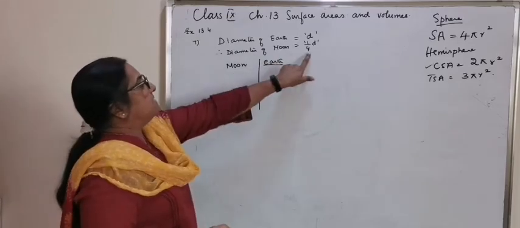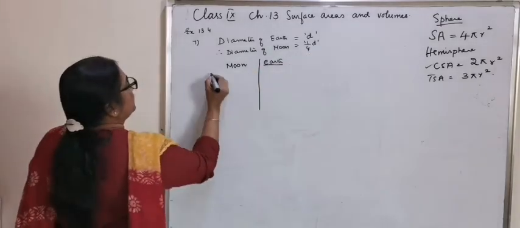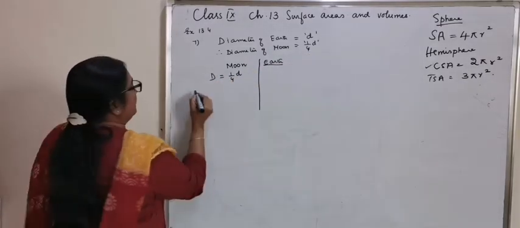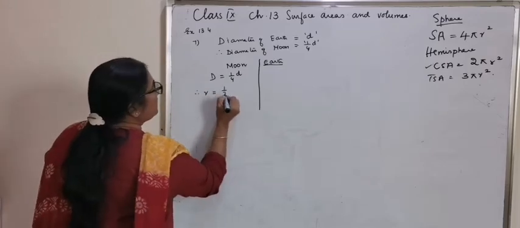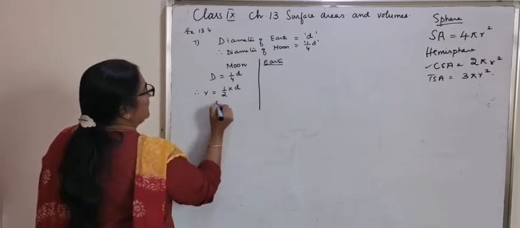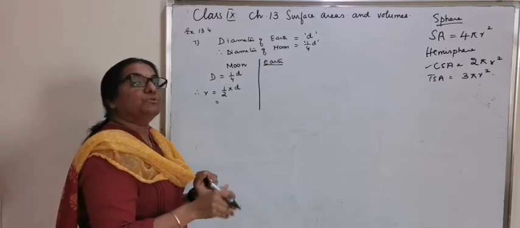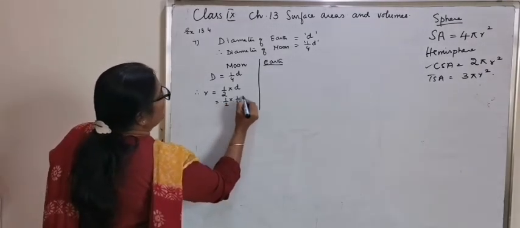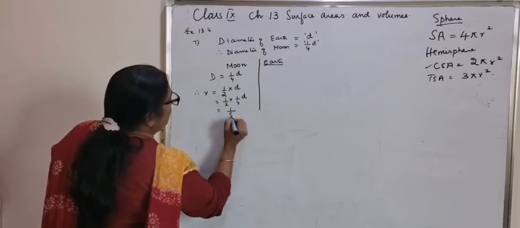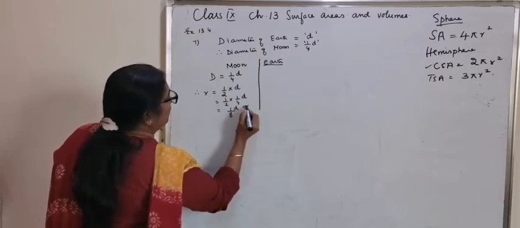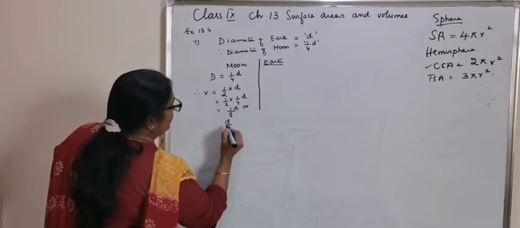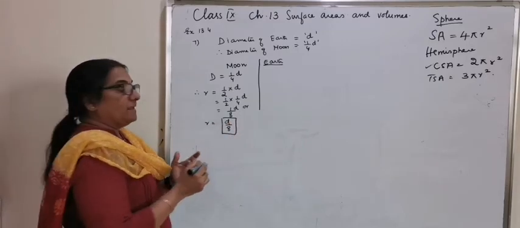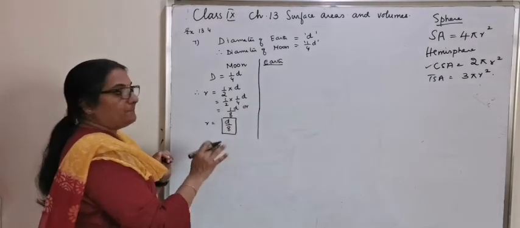See, the diameter of moon is 1/4 d. Therefore, radius is equal to half of diameter. Instead of dividing by 2, take it as half of diameter. Half into 1/4 d is 1/8 d, or you can call it d/8. This is all for not making mistakes in the exam.